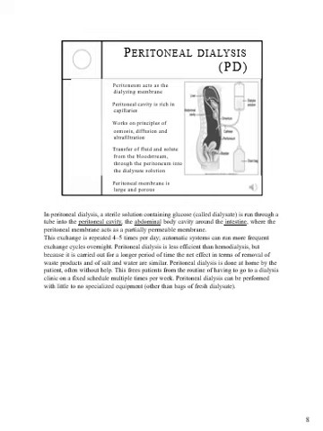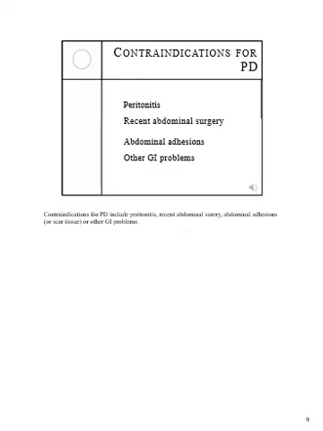Peritoneal dialysis is done at home by the patient, often without help. This frees patients from the routine of having to go to a dialysis clinic on a fixed schedule multiple times per week. Peritoneal dialysis can be performed with little to no specialized equipment other than bags of fresh dialysate. Contraindications for PD include peritonitis, recent abdominal surgery, abdominal adhesions or scar tissue, or other GI problems.